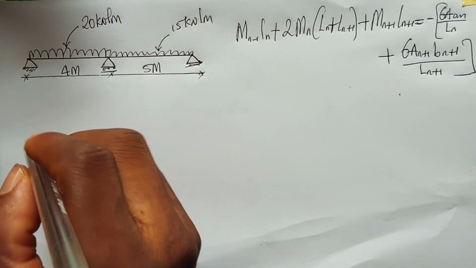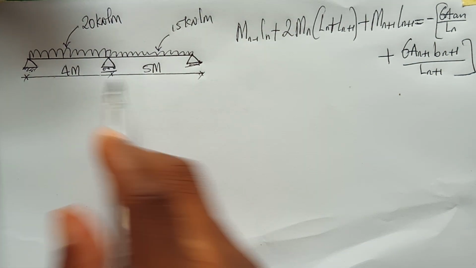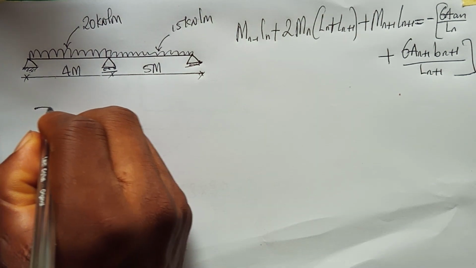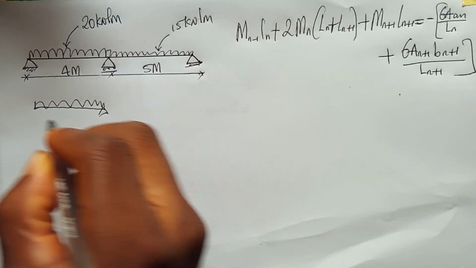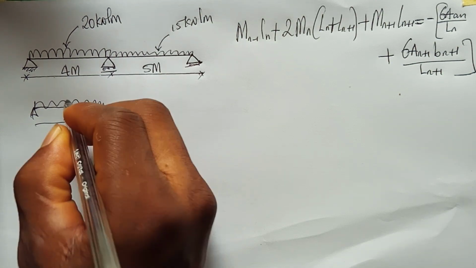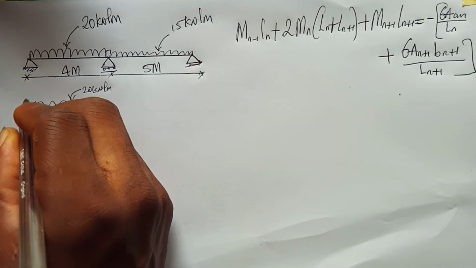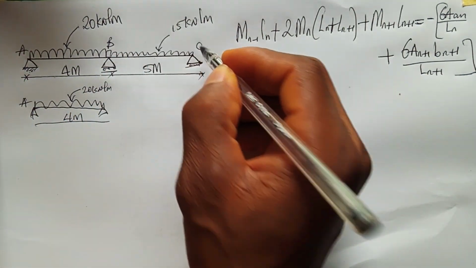In that, you break this beam into two. Since you have just two spans, you break it into two. And when you break it into two, in the first span, you have something like this. This is our support. This is another support. Here we have 4 meters, and this is 20 kilonewton per meter. And here is our A. Let's label here A, this place B, and this one C.